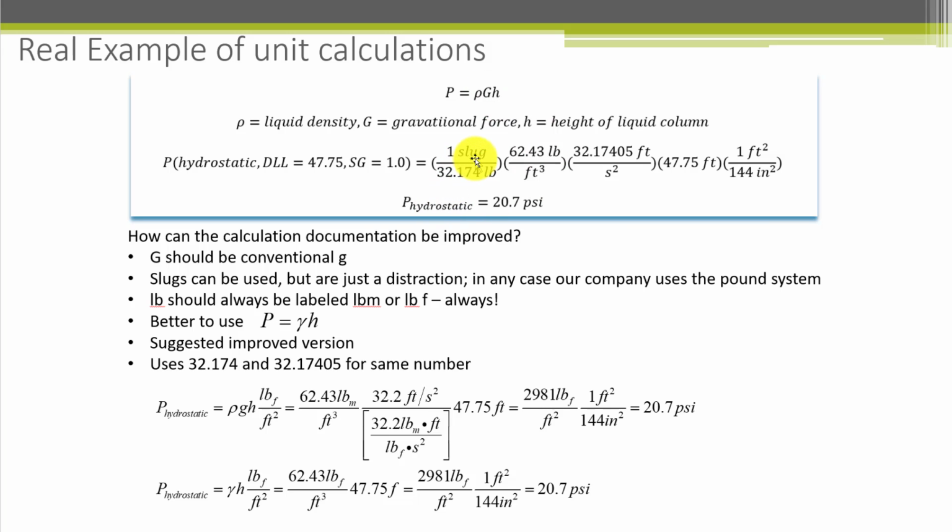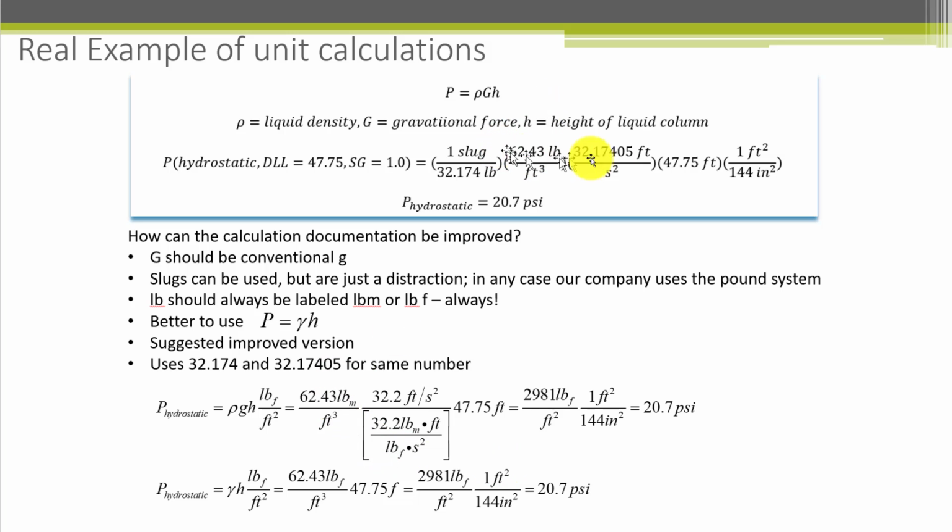He used slugs, which is okay, but it's not something that we use in our company, so that just came from some school training randomly. He also did not label pounds. Pounds mass, pounds force. That should always be done so that it makes it easier for checking and on the reader to understand exactly what is being done. Another improvement is to use pressure is equal to gamma H instead of rho g H. Why? You'll see in a second in this example down here.